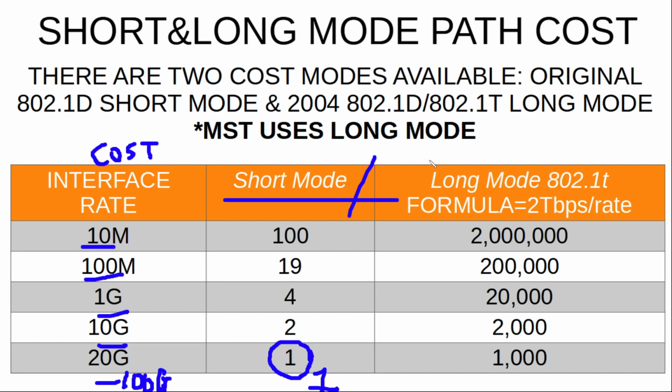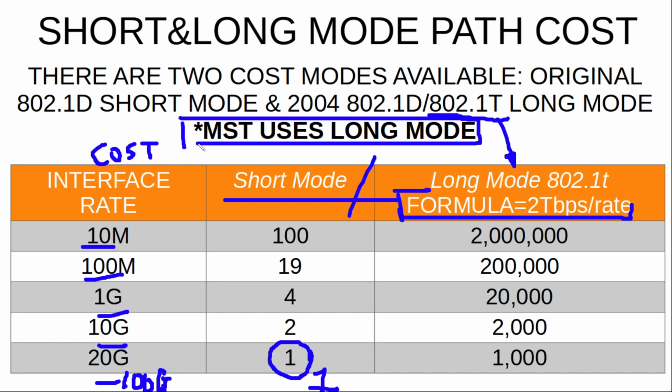Now, in the early 2000s, the standard 802.1t publishes this possibility to have a long mode. A formula applies here in order to calculate the new cost, and this long mode allows to assign cost to interfaces up to 2 terabits per second. By default, multiple spanning tree uses long mode.